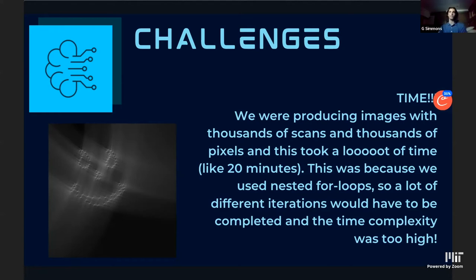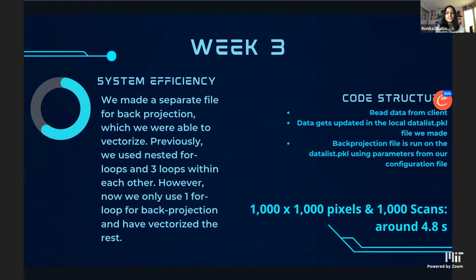Yeah, so on week three, one of the primary things we tried to tackle was this whole problem about time, so system efficiency. We made a separate file for back projection, which we were able to vectorize. Like Jean said, we previously used three for loops within each other, and that had a cubic time complexity. However, we are able to use NumPy arrays to vectorize this code and change it to only a few lines of code. And this is able to generate 1,000 by 1,000 pixels and a 1,000 scan image in around 4.8 seconds.